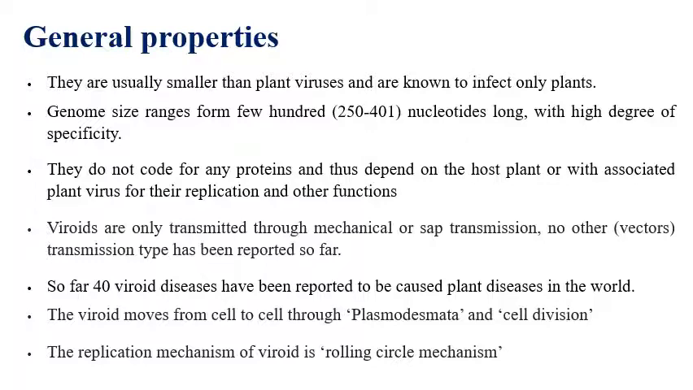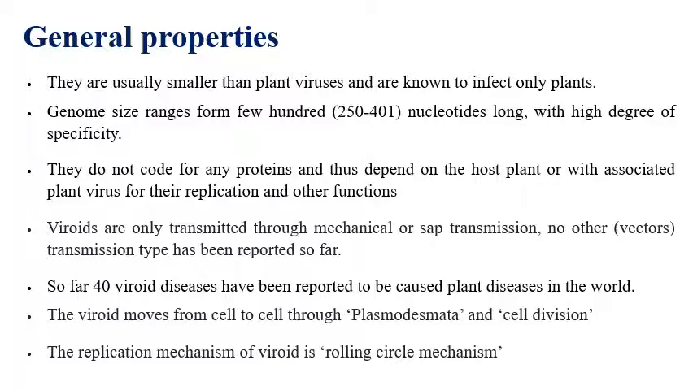Viroids are only transmitted by mechanical or sap transmission. Before that, we have seen that viruses can be transmitted by different types of agents: sap transmission, grafting, seed materials, fungi, insect vectors. So many are there. But here the specialty is that viroids are only transmitted through mechanical or sap transmission. So far, no vector transmission has been reported.